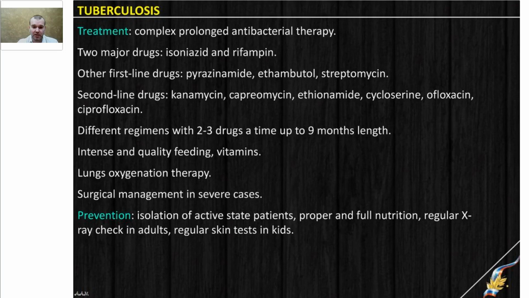An independent risk factor is poor nutrition. So to prevent the disease, especially for doctors and medical professionals, proper and full nutrition is very important. In some published studies, it was shown that those medical workers who had good nutrition, normal weight or even overweight, were less affected by TB than skinny and malnourished people. In multiple countries, we have obligatory regular state examination in adults.